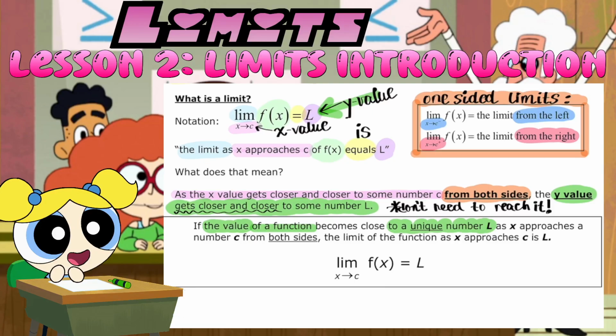As X approaches a number C from both sides, the left and the right, the limit of the function as X approaches C is L. There you go. All right.